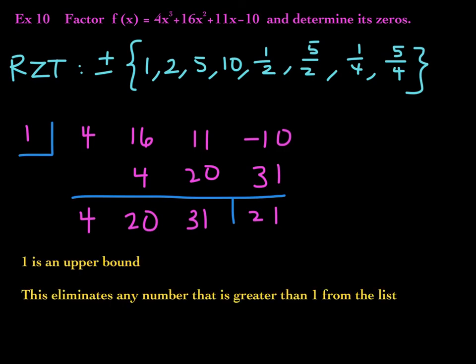So because 1 is an upper bound, it eliminates any number that is greater than it from the list. So 2 is gone, 5 is gone, 10 is gone, 5 halves is gone, 5/4 is gone, as far as the positive values are concerned. The negatives are still there, but the positives are gone. So you can see keeping your eyes open for an upper or lower bound is super helpful. All right, so maybe what we should try is a negative one.